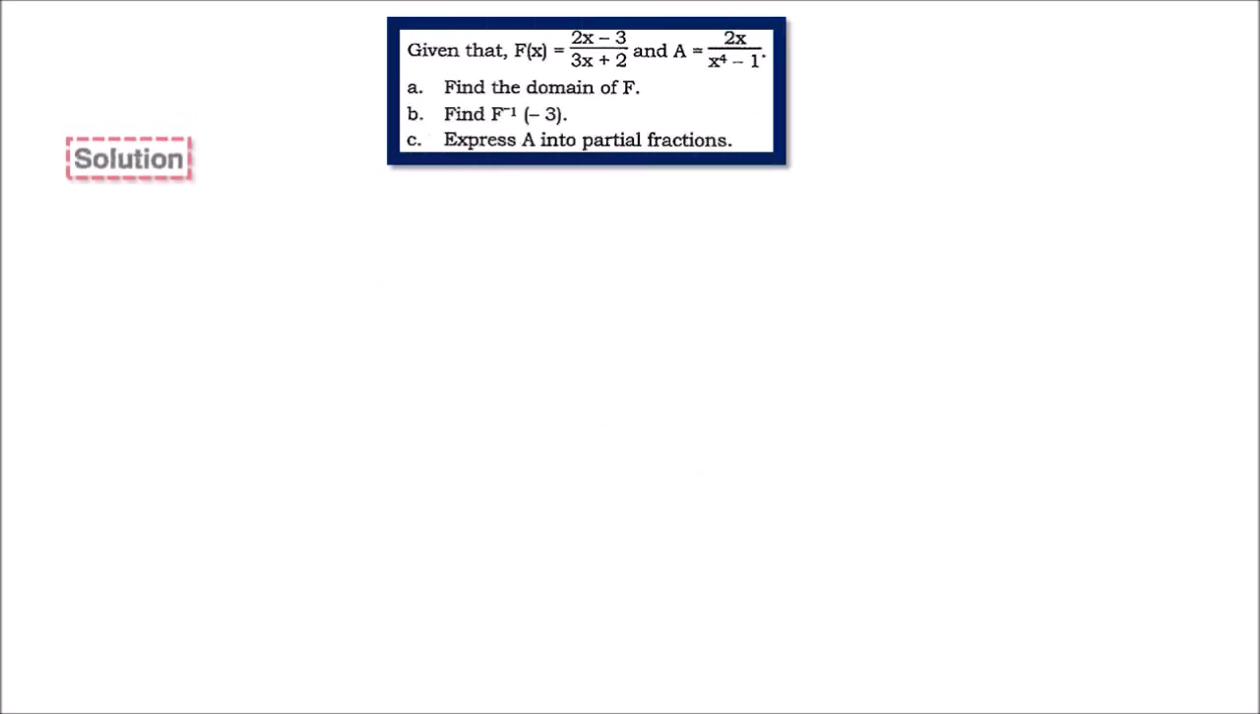So now question number C. Here it is number C. Here a equal to 2x by x to the power 4 minus 1. The question told us to express a into partial fractions. So I have to factorize it. What is partial fraction? How are we going to do that?